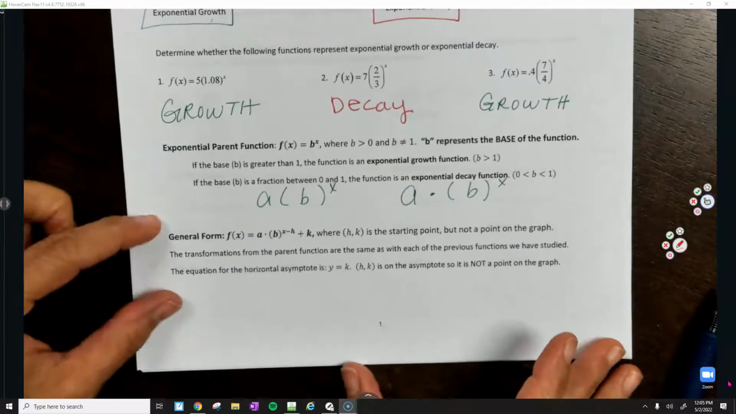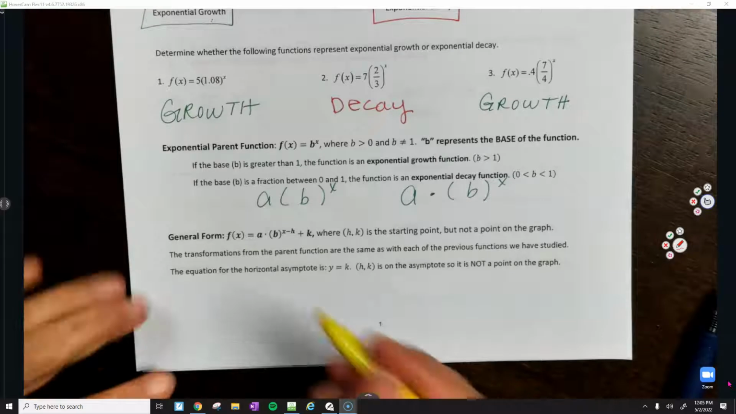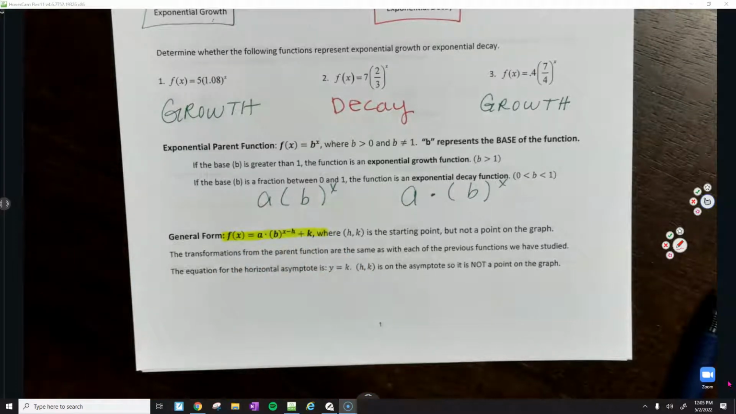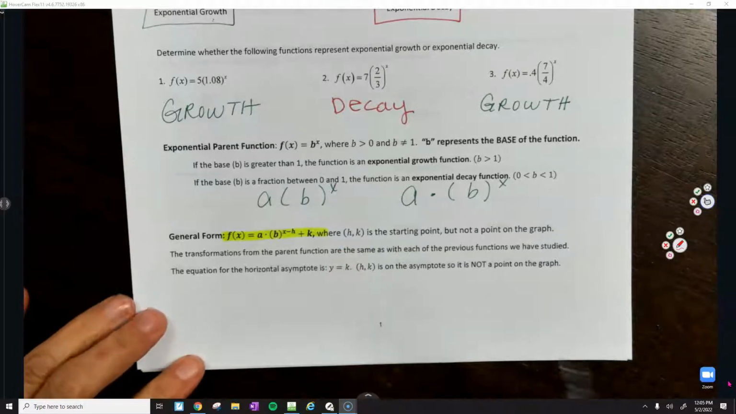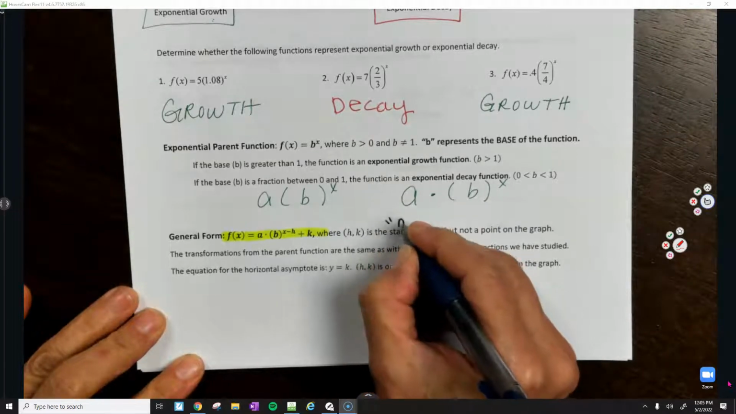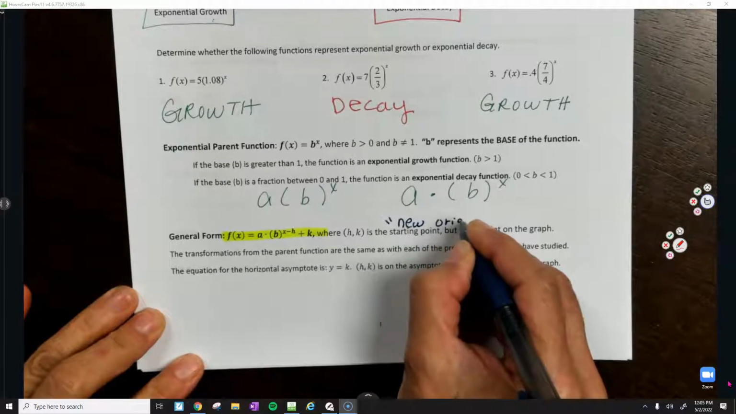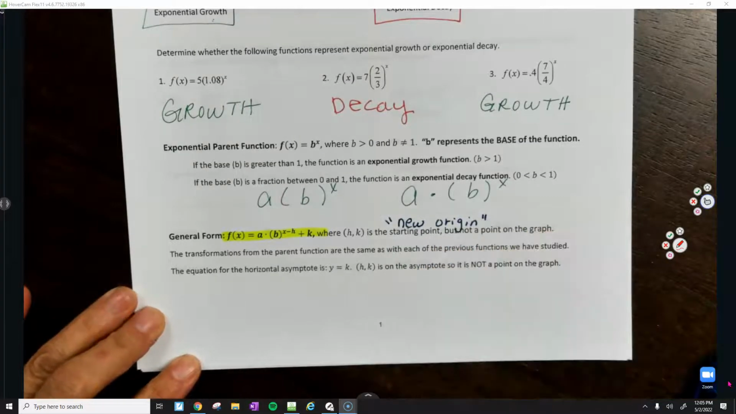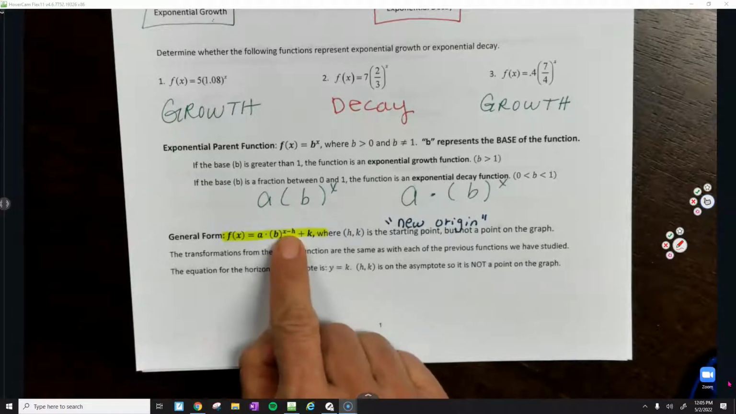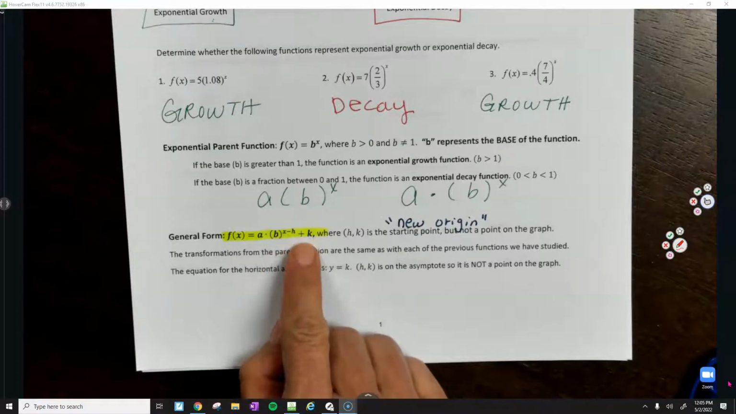On this next part right here, this is your general form where you can very clearly see h, k, and a. (h, k) is actually not on the graph. (h, k) is going to be the new origin. We're going to call it a starting point. It behaves like a new origin on a coordinate grid, and we'll talk about that. The transformations from the parent function are the same with all of the previous ones we studied, guys. H is going to be opposite. K is always added or subtracted at the end.